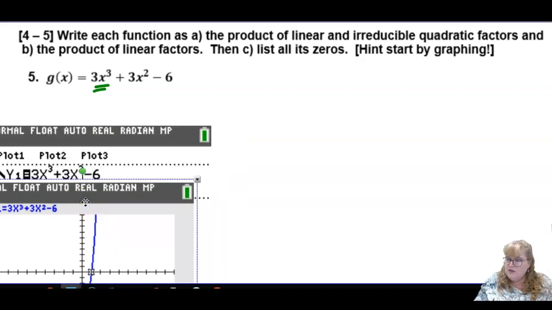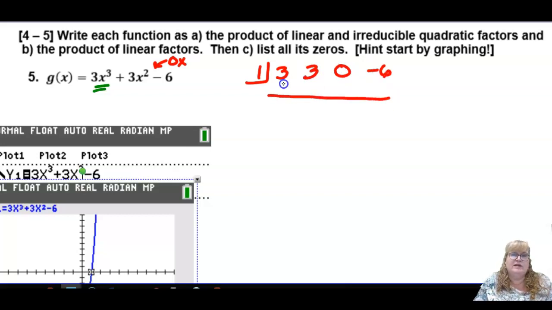The trick is, if the only 0 is at 1, I think we're missing a 0x in here, right? We're going to have a placeholder. So when we do synthetic division, we have 3x cubed plus 3x squared plus 0x minus 6. All right, we need that placeholder.